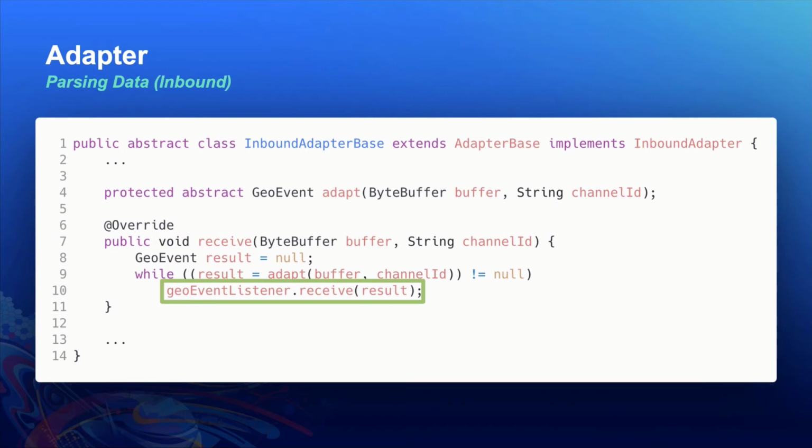If you need to handle your own logic upon receiving the data, then you can do so by overriding the receive method. If you decide to go this route, then please keep in mind that you will need to call the GeoEvent listener's receive method, otherwise you will lose your data.